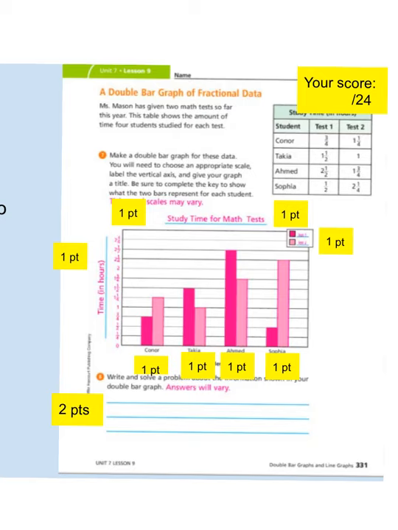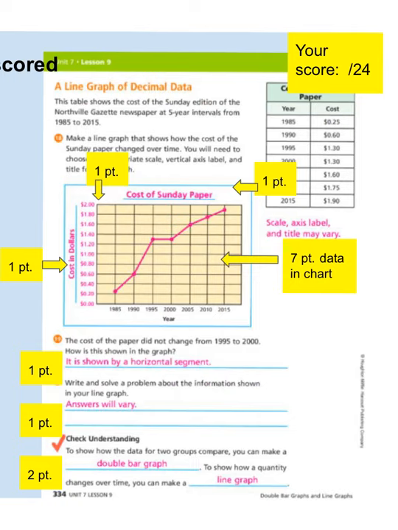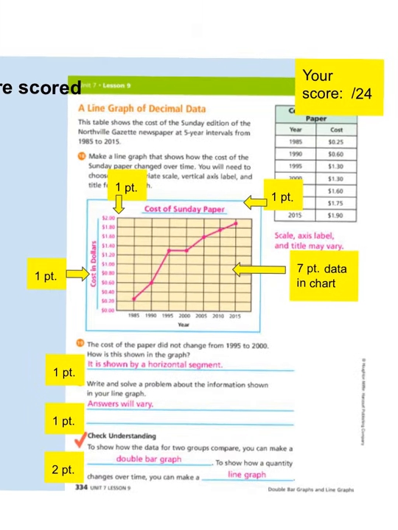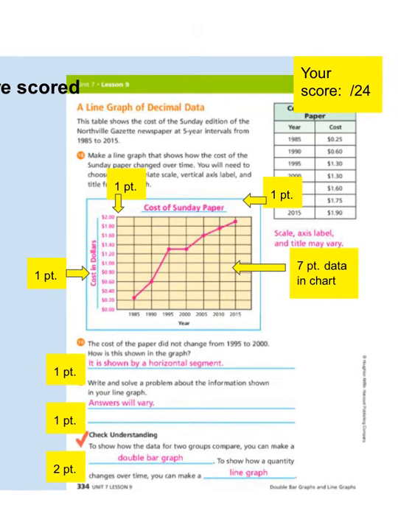Page 331. And here is your second page to grade. You will note that there are 7 points in the chart, 1 point for each dot, and then a point for each as listed in the yellow. If you did write an informational problem down for number, I believe it's 20, and you solved that, you can count that correct.